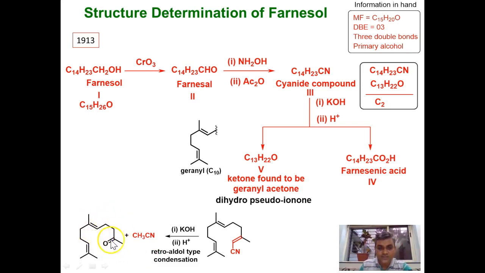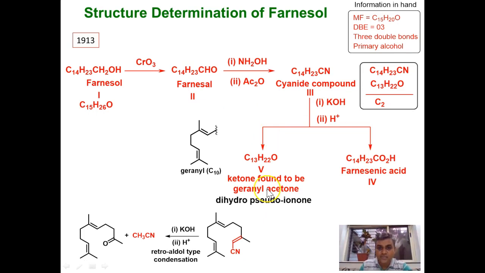Now the formation of geranyl acetone from this is possible only when we assume the structure of 3 as this one, that's an alpha beta unsaturated nitrile. And alpha beta unsaturated nitrile is possible only when we assume this molecule as an alpha beta unsaturated aldehyde. And alpha beta unsaturated aldehyde is obtained from farnesol. It means that farnesol is an allylic alcohol.